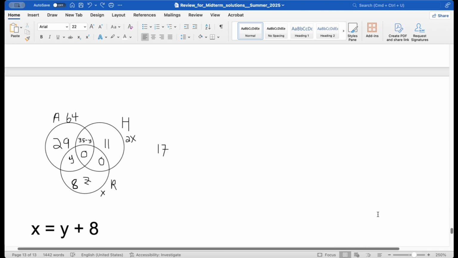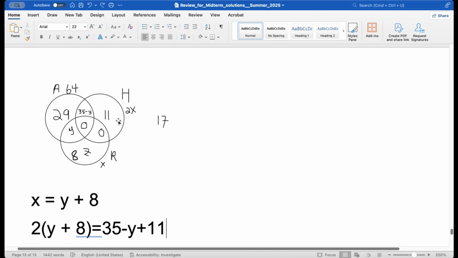Okay, so plugging that 8 in, we know that the renter circle, we're calling that X, so that is Y plus 8. The homeowners, that was double. That was 2X. So we know that if we double the amount of those that have renters insurance, if we double 2 times Y plus 8, that will give us H, which is 35 minus Y plus 11.